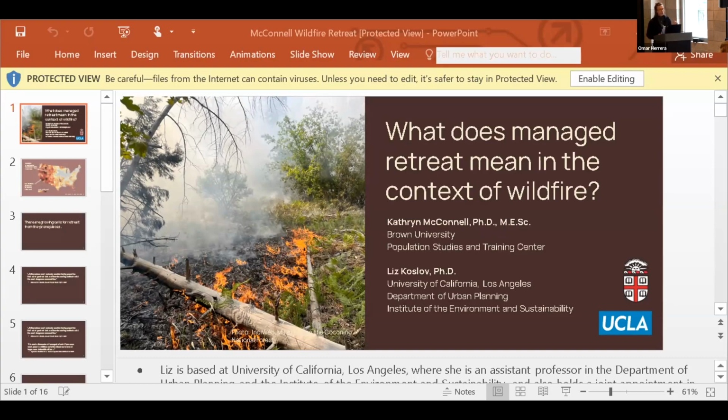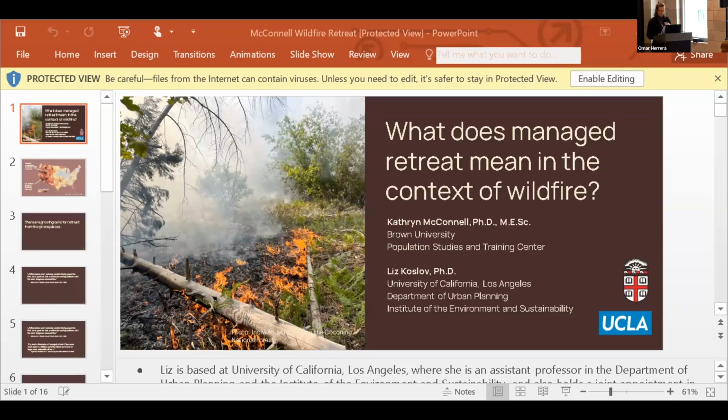So for instance, there's a really rich literature on what's known as land abandonment in Mediterranean regions in Europe, particularly places like Spain and Portugal, where we see depopulation of rural agricultural regions in the mid-20th century led to abandoned land that has subsequently caused more severe wildfires due to fuels buildup.